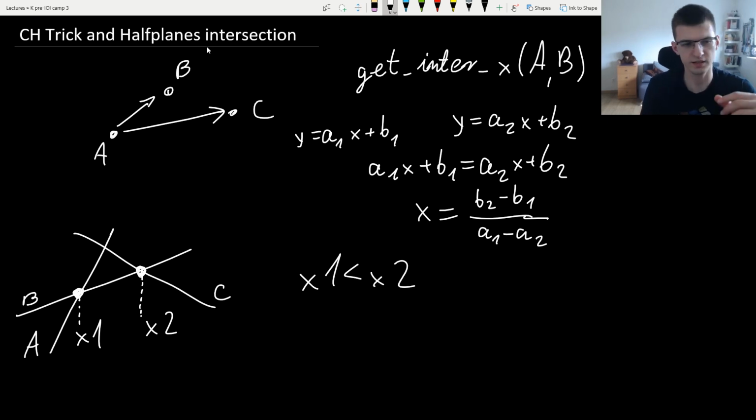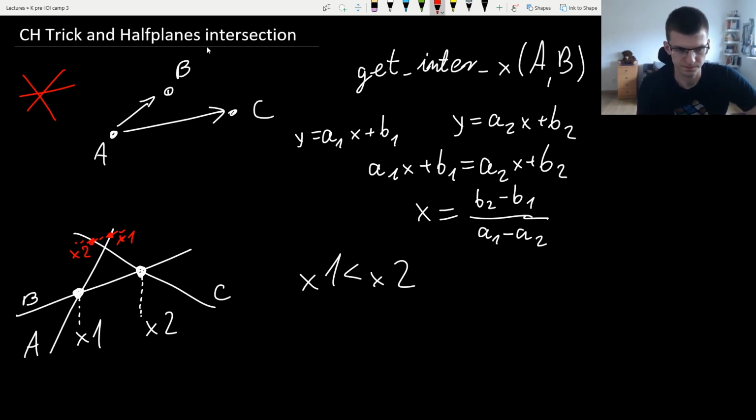Then they are like that. If in the wrong order, A, B, and then C, those x1 and x2 are in the other direction, because B is above the intersection of A and C. So then x1 would be here and x2 would be on the left.